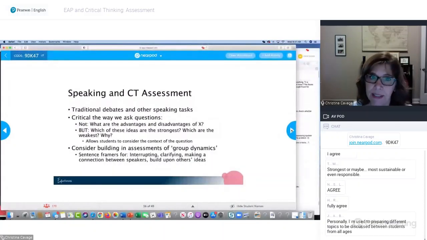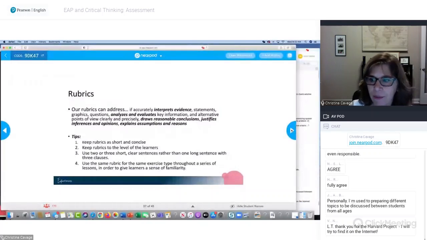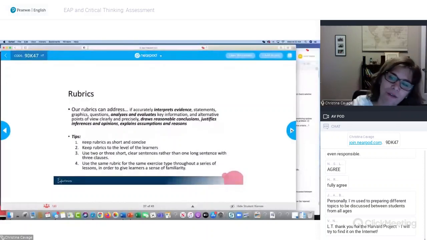And again, using a rubric. And when we talk about rubrics, I can't say enough, but they do need to separate the language skills and the critical thinking skills, right? And our rubrics, when we think about critical thinking, should have things like interpret the evidence, analyze and evaluate key information, draw responsible conclusions, justify inferences, explain assumptions and reasons, okay? And if you go back to some of those Bloom's verbs at stages 4, 5, and 6, you'll see these exact verbs there.